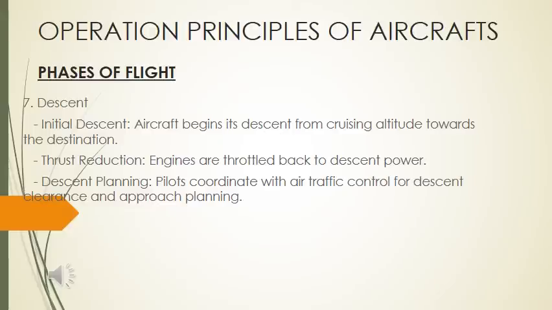Engines are throttled back to descent power. We have to slow down because we are approaching the destination already. So there's a thrust reduction. And also there's a descent planning. Pilots coordinate with air traffic control for descent, clearance, and approach planning. So the pilots flying the aircraft have to coordinate with air traffic control for descent, clearance, and approach planning.